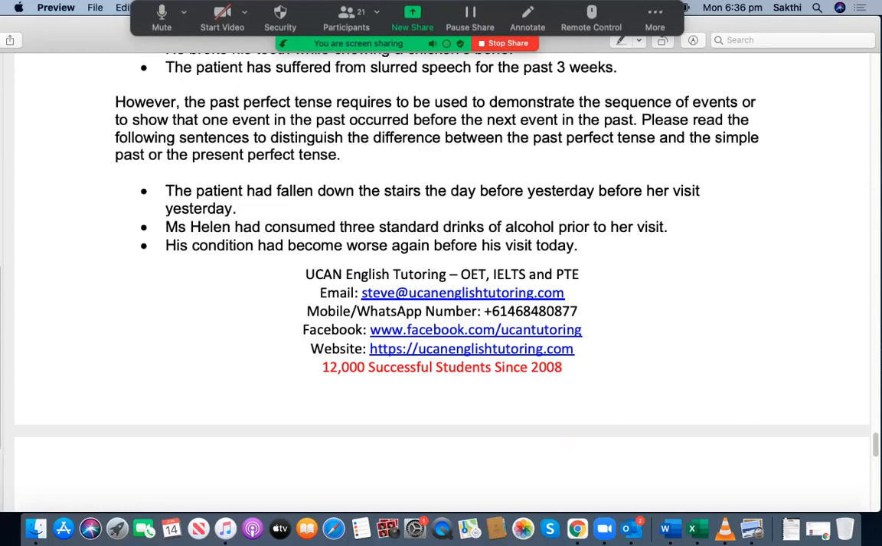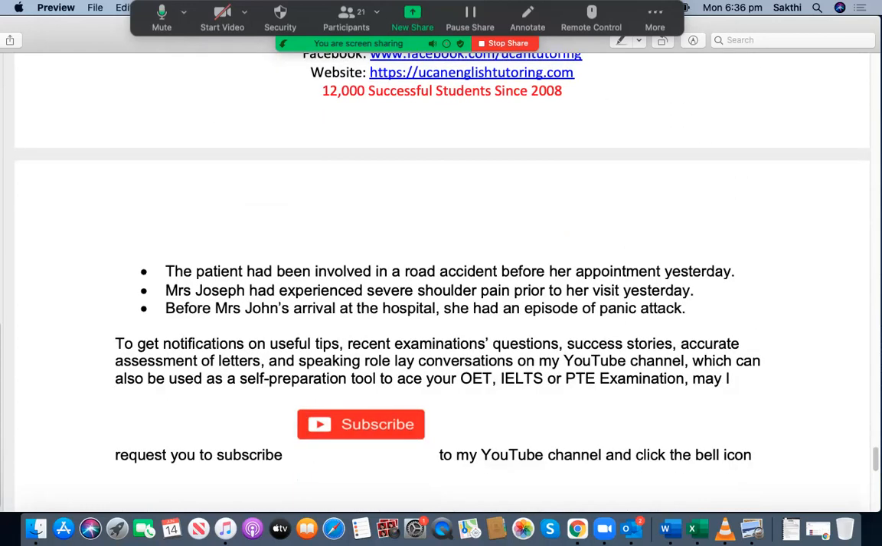The patient had been involved in a road accident before her appointment yesterday. So this was the appointment. This was the event that occurred before. Unfortunately, she had been involved. You can also use "had been" as well, or "had" and then the third form of the verb.